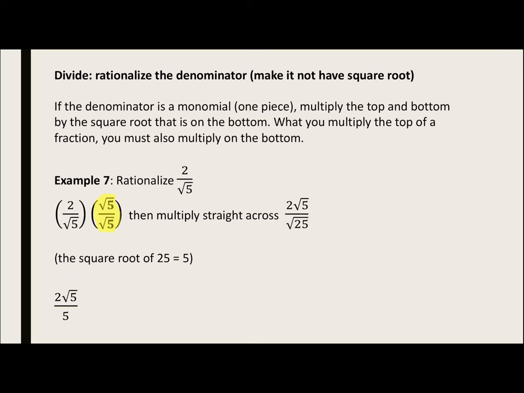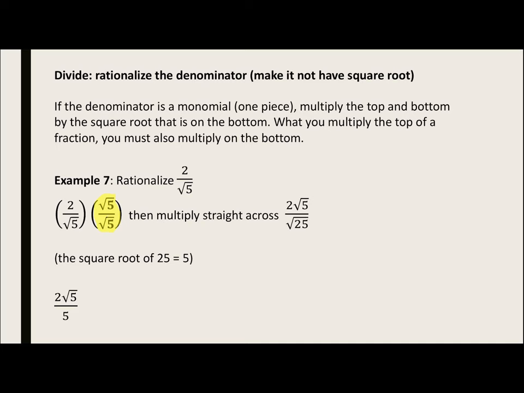Divide. Rationalize the denominator. Make it not have a square root. If the denominator is a monomial, one piece, multiply the top and bottom by the square root that is on the bottom. What you multiply the top of a fraction, you must also multiply on the bottom to keep it equal. Example 7, rationalize 2 divided by the square root of 5.